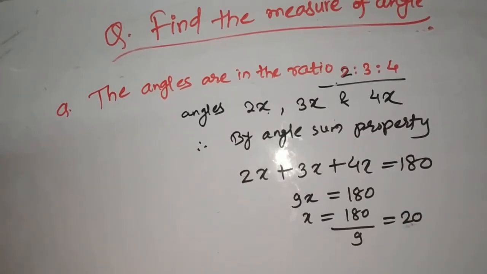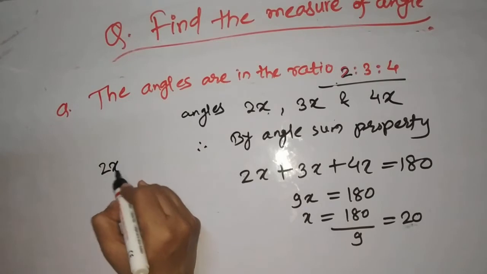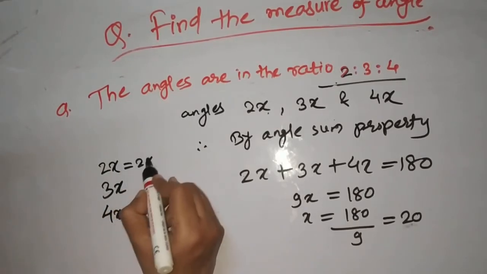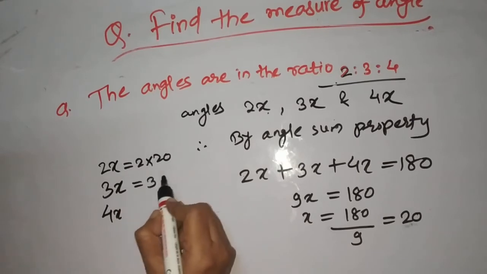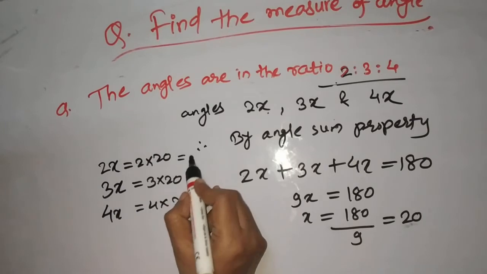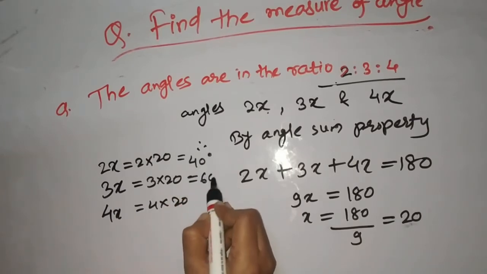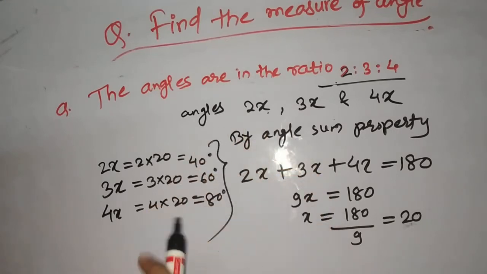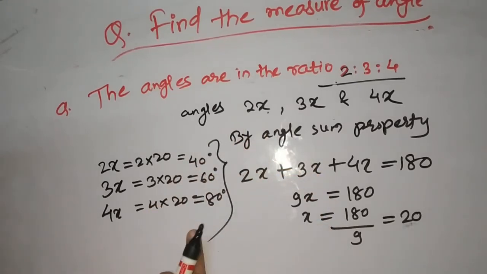It means, friends, 2x, 3x and 4x we will get: 2 into x, we got 20, then 3 into 20, and the same way 4 into 20. So friends, 40 degrees, 60 degrees and 80 degrees. These are the three angles, 40, 60 and 80.